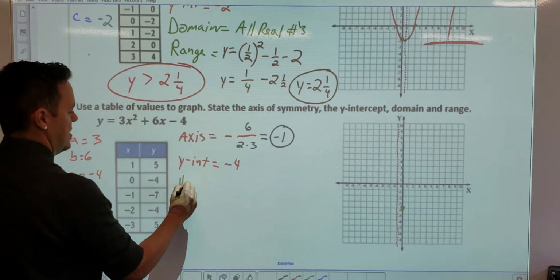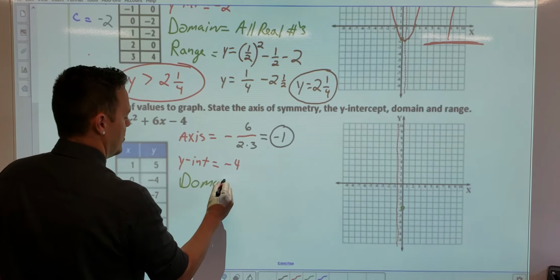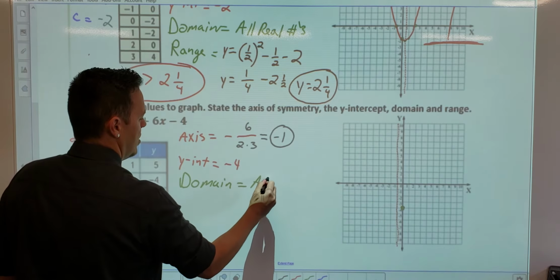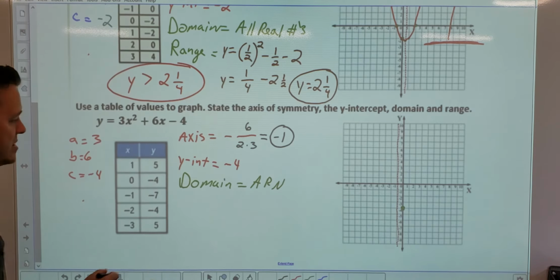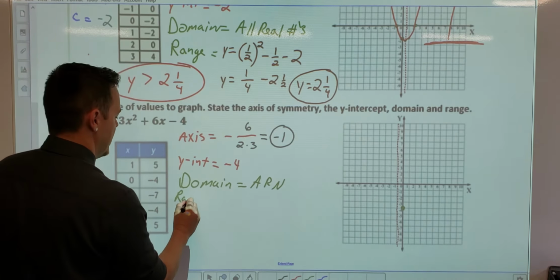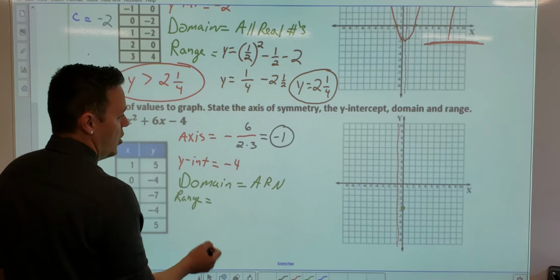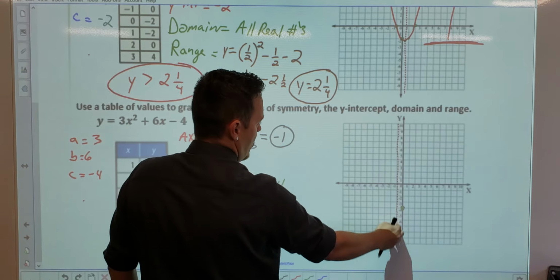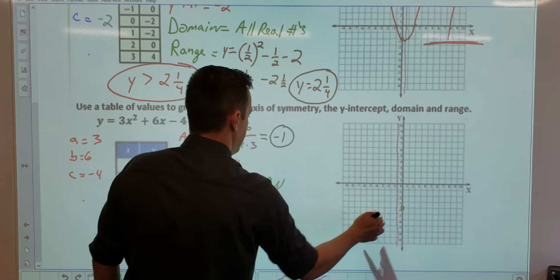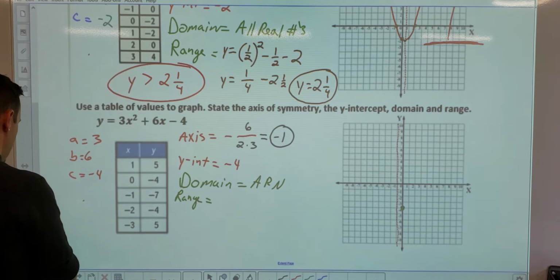Then what is my domain? My domain is always all real numbers. All real numbers. You can put R in if you want, just so you guys know what it is. Now my range, here's the tricky part again, right? So we know the x value is going to be at -1, right? We know the vertex is somewhere on -1. So now you're going to put -1 back into this formula.